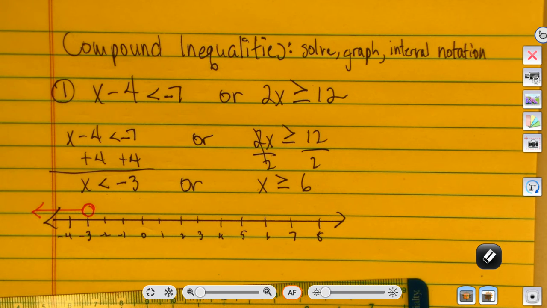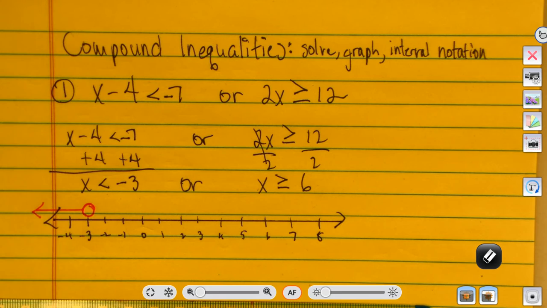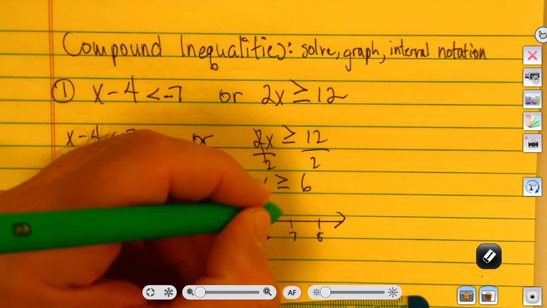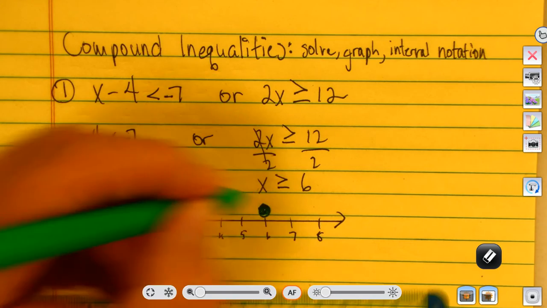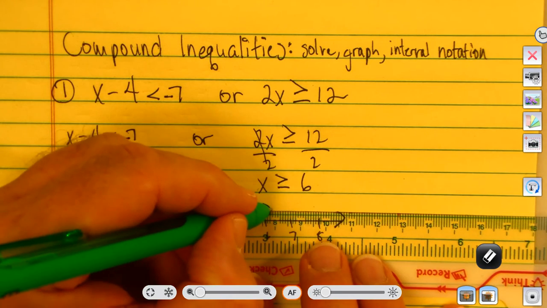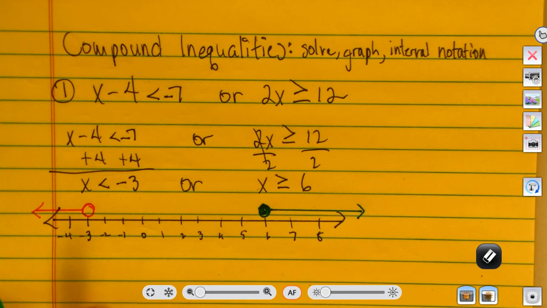I'm going to put an open circle at negative 3, and it's all values less than negative 3. X is greater than or equal to 6, so I'm going to shade that in. And so either of these will solve this compound inequality.